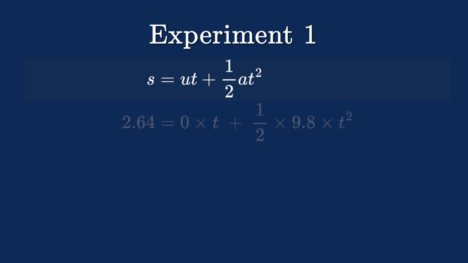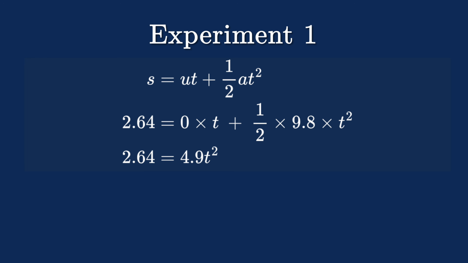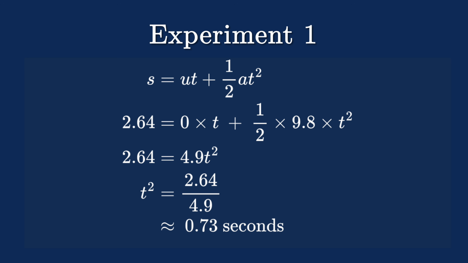If we substitute in our values, we get 2.64 equals 0 multiplied by t, plus a half 9.8 multiplied by t squared. The 0t disappears because the object is starting from rest, so we end up with 2.64 equals 4.9 t squared. Now if we divide both sides by 4.9, we end up with t squared equals 2.64 divided by 4.9, and so we just take the square root of this to find out our t value. And this gives us approximately a t value of 0.73 seconds. So SUVAT has predicted that the ball should take about 0.73 seconds to hit the ground.